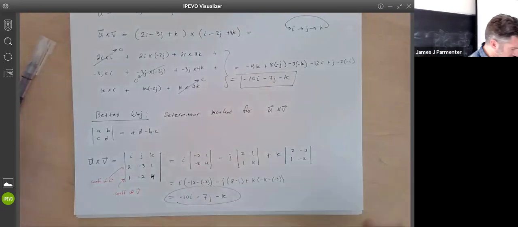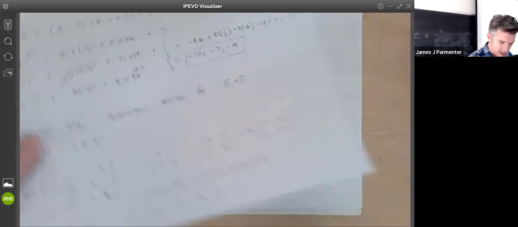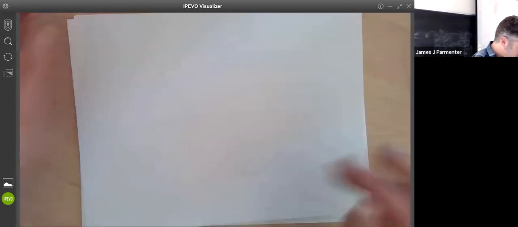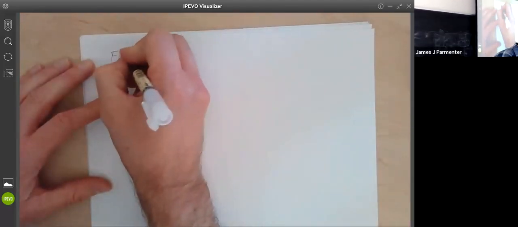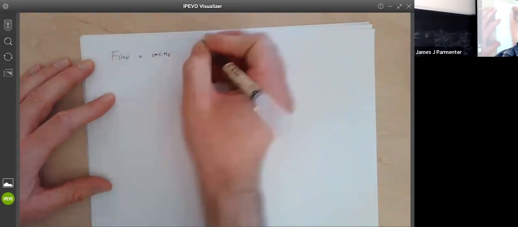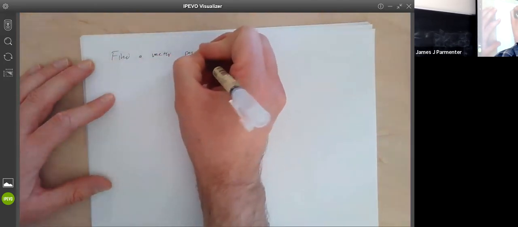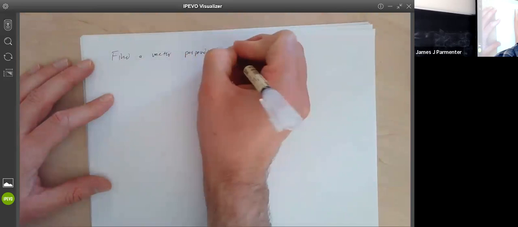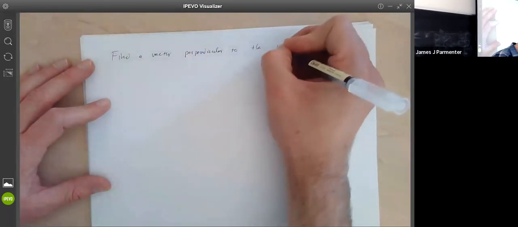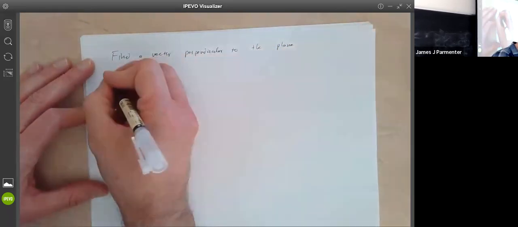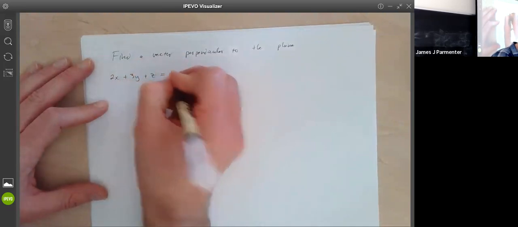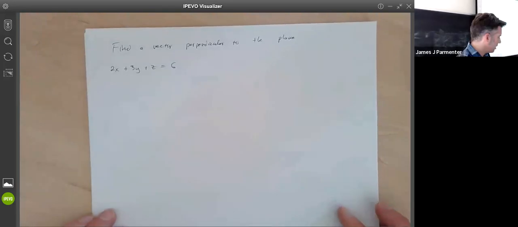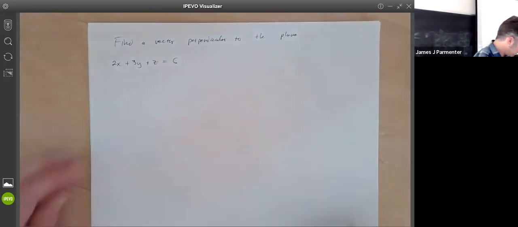All right, so let's look at some questions we could ask, like find a vector that is perpendicular to the plane 2x plus 3y plus z equal to 6. And not that we have to draw a picture, but we can.